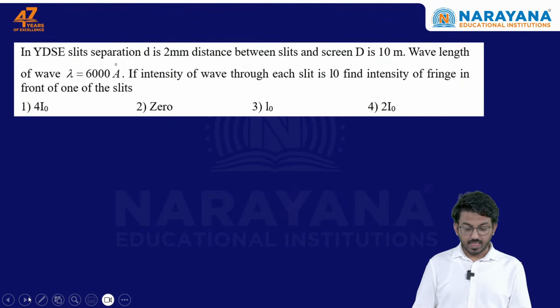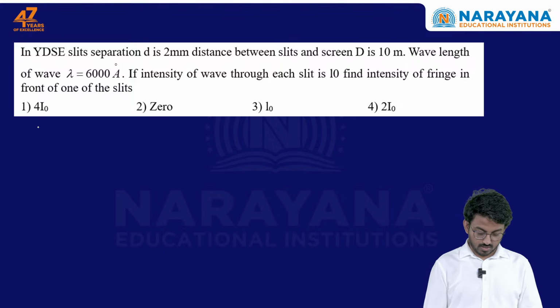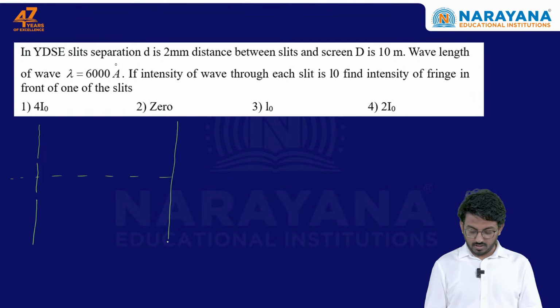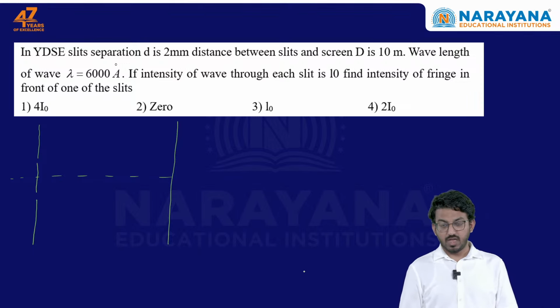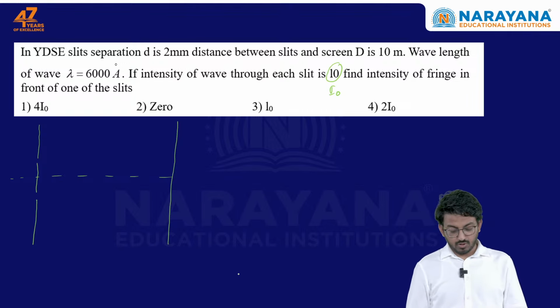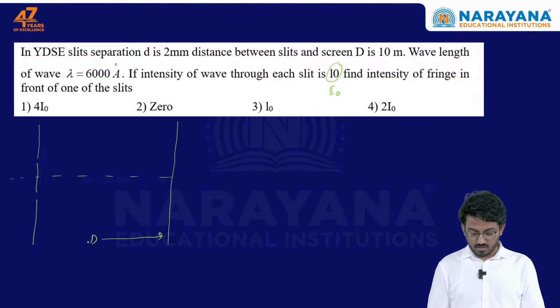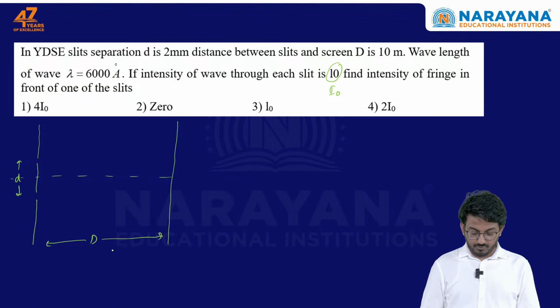Going further, this is a question based on Young's double slit experiment, and so we can draw a diagram here. These are the two slits. This is the screen, and they are asking for the intensity in front of one of the slits, and each slit has intensity I naught. So capital D is mentioned to be this one, and small d is the separation between the slits, like that. Now in front of one of the slits means we are talking somewhere here.